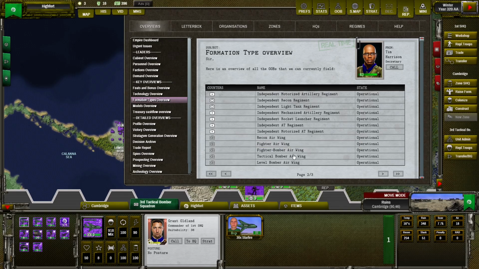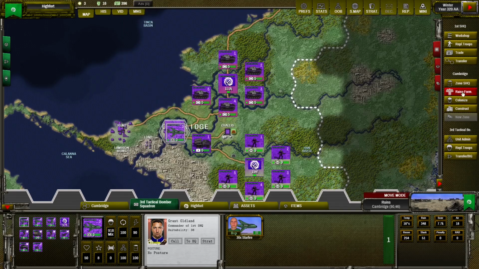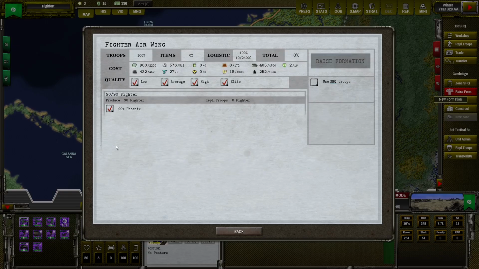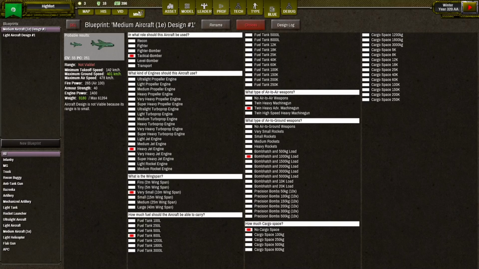So later, when we raise a new formation, we will be able to create a Recon wing or fighter wing, which is constructed with different models. So I don't need to use only the Phoenix fighter, but I can use any model that has the role fighter, and you can match different kinds of models inside one wing unit. This is quite important to understand. So let's go back for a moment here.